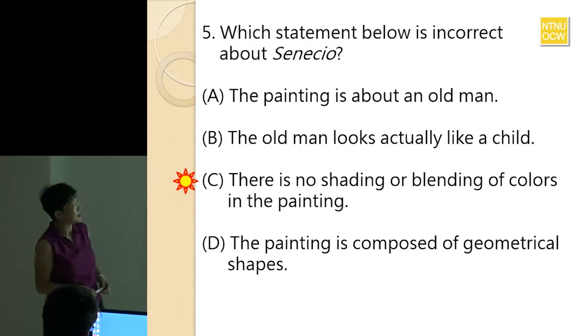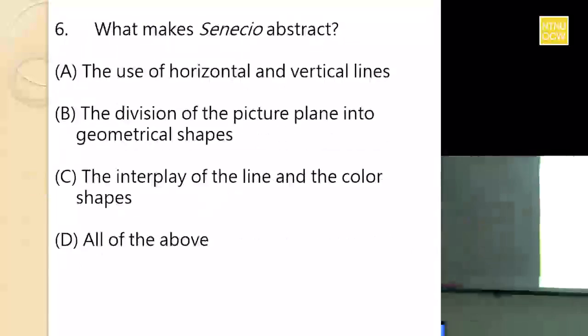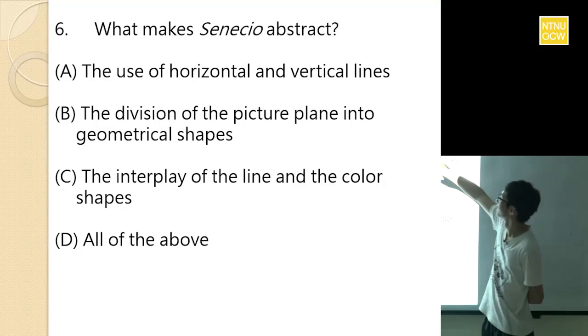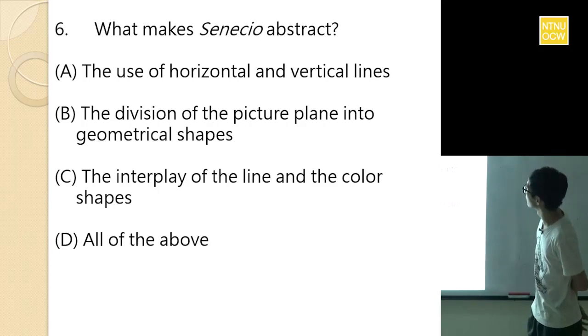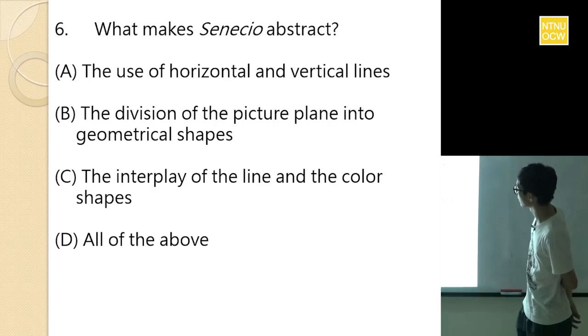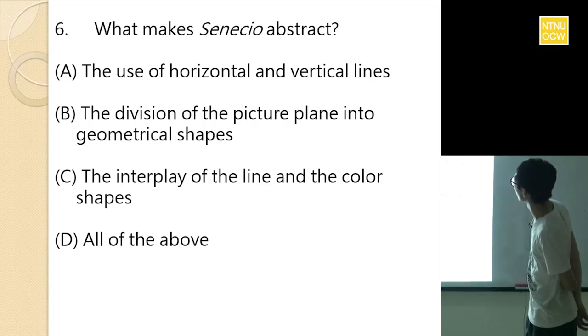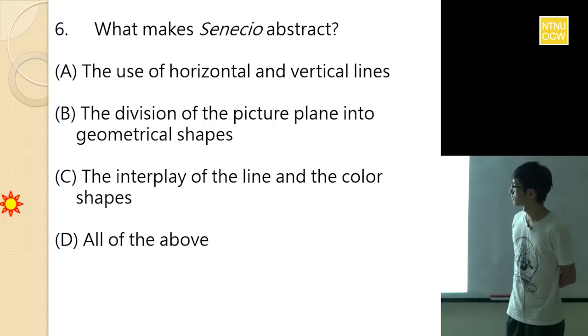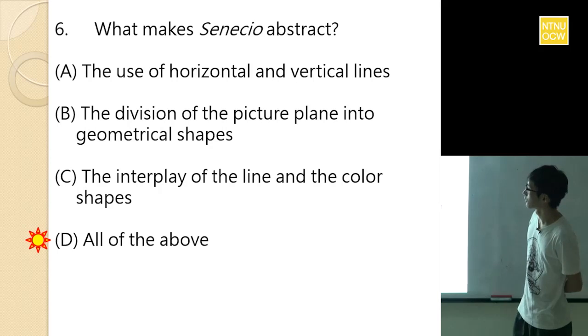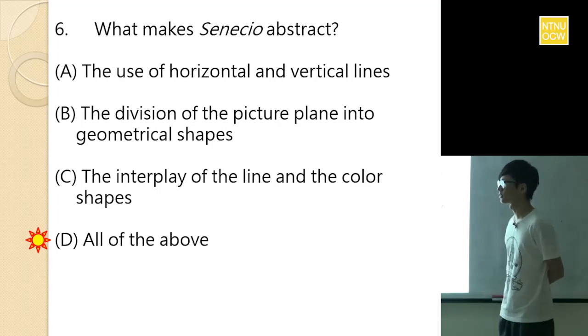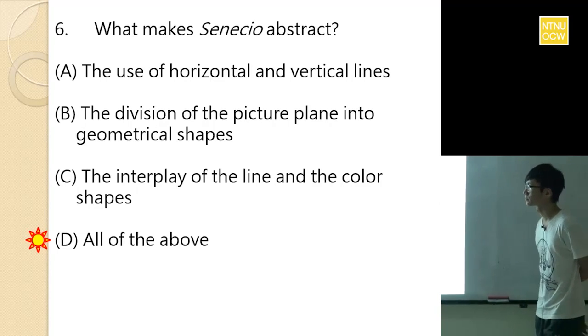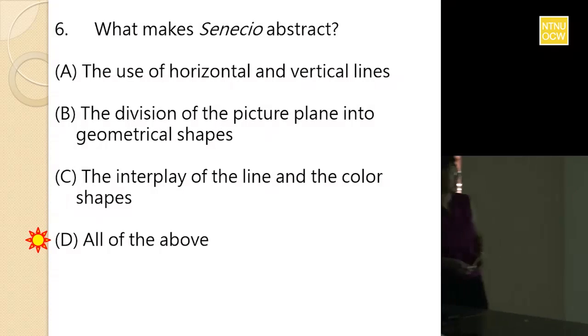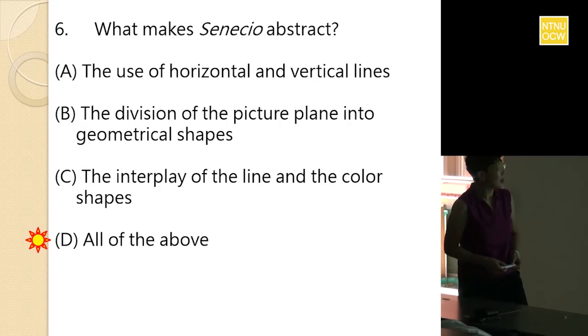Then do we have another one? Next. What makes Senecio abstract? So the answer was D. Above all of them, right? So what's the percentage of correctness? 75%. Also, you all got this, right? So this is according to the book abstract painting. Okay.